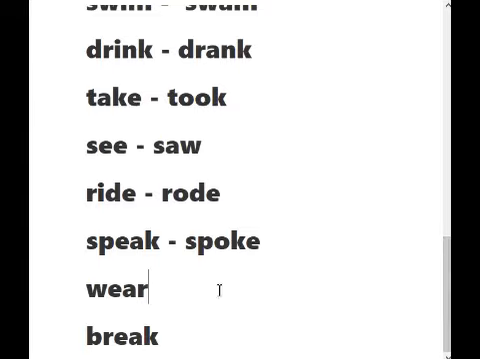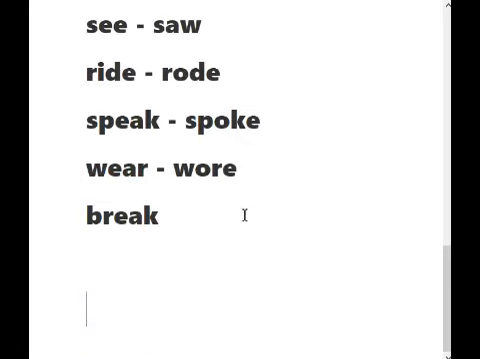Next, let's move on to wear. I wear a jacket every day. I wear a uniform every day. And if you are going to use that one in the simple past, that would be wore. I wore a jacket yesterday. That's done. So the spelling changed. So you cannot say, I wear a jacket yesterday. That is wrong. Okay? Next, let's have break.